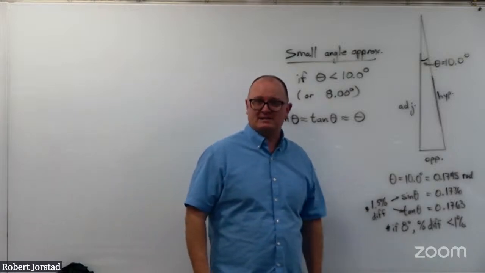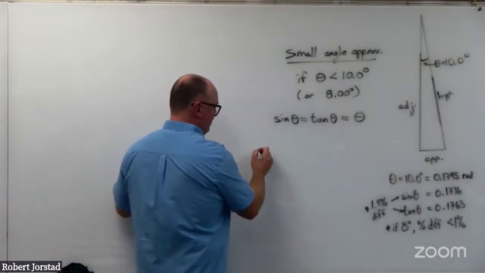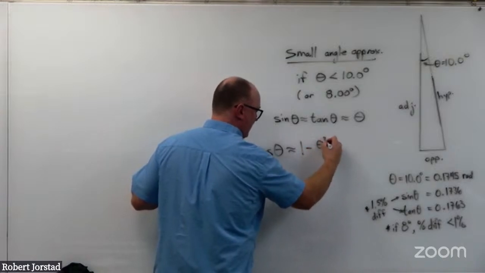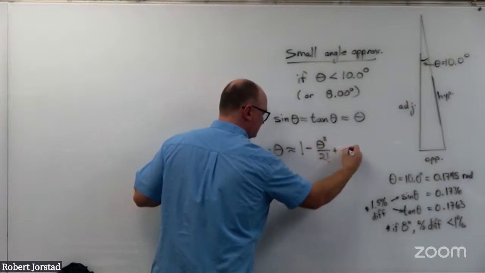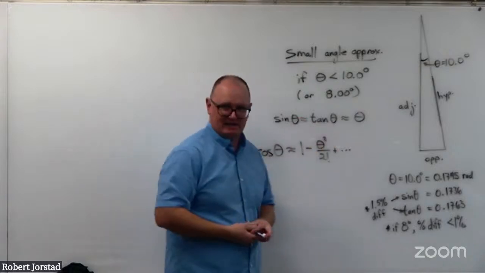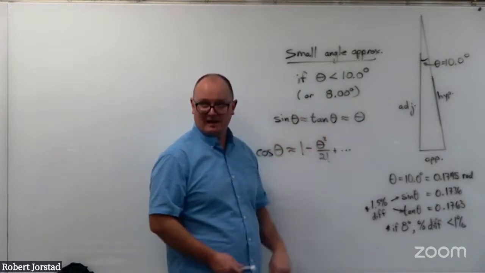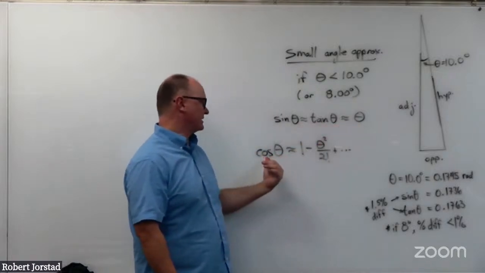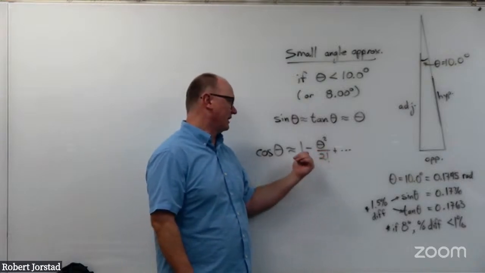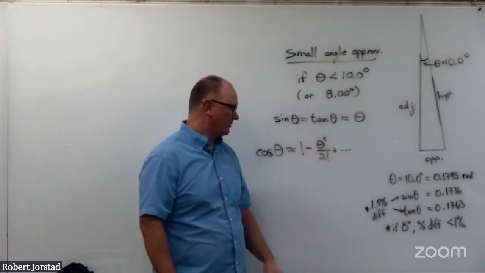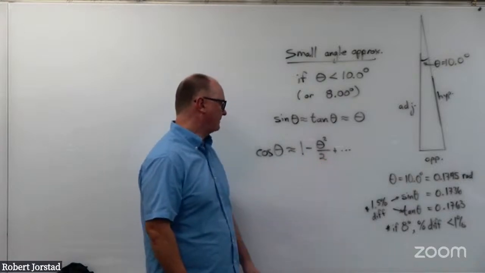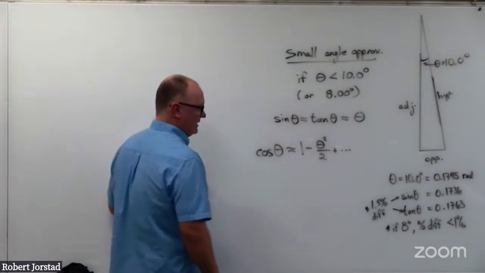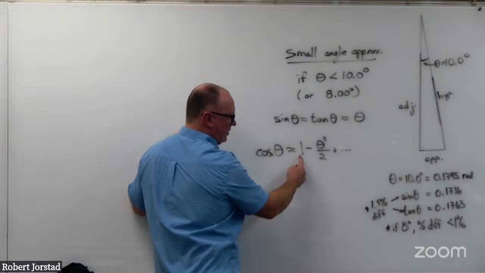Angles are less than 10 degrees. And if you care, I'll throw in one more. Cosine theta is 1 minus theta squared over 2 factorial plus the rest. If you do the Taylor series and keep the first term for sine theta, you get theta. If you do a Taylor series and keep the first term on tangent, you get theta. If you do the Taylor series on cosine theta about 0, you're going to get 1 minus theta squared over 2 factorial, which is just 2. All right. So these are the small angle approximations you can use. Notice if theta is really small, this is negligible. Cosine theta is about 1.